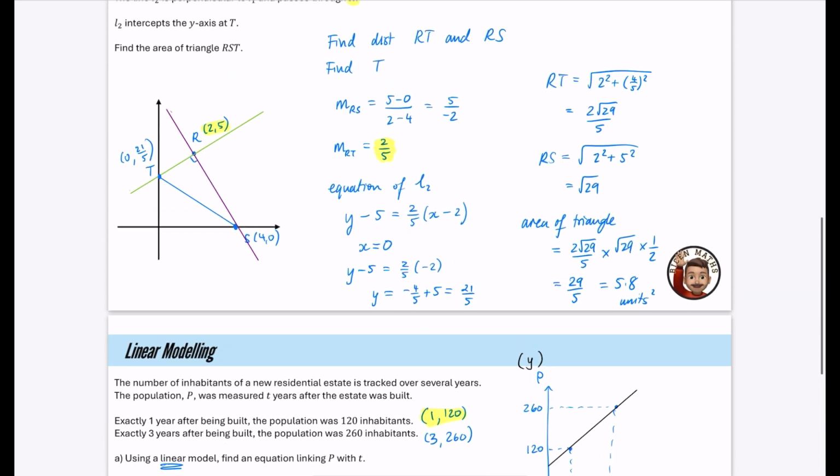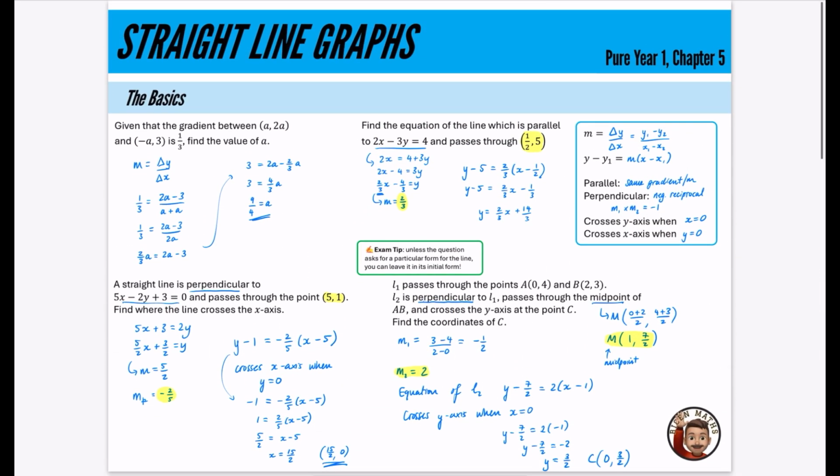So that is everything that I think we needed to know from chapter 5 with straight line graphs. And hopefully I will see you in another video soon. The next one I'm going to be making is on chapter 6 for circles.